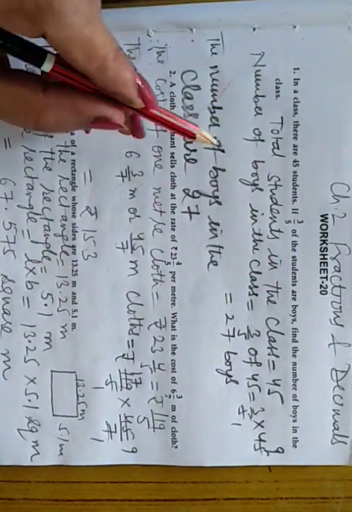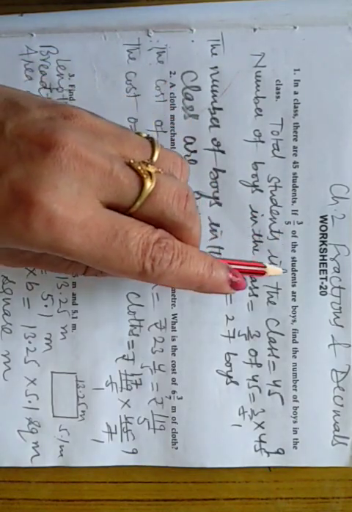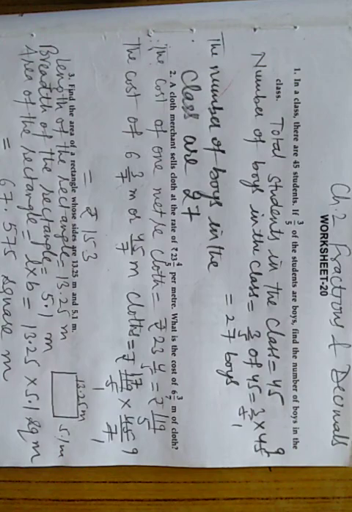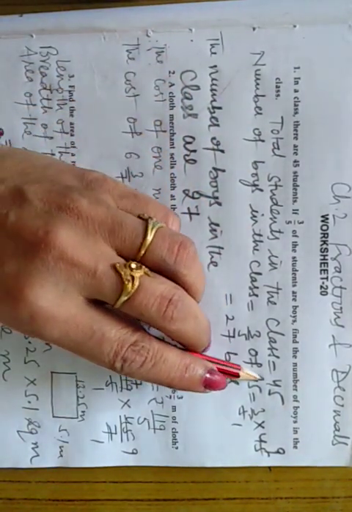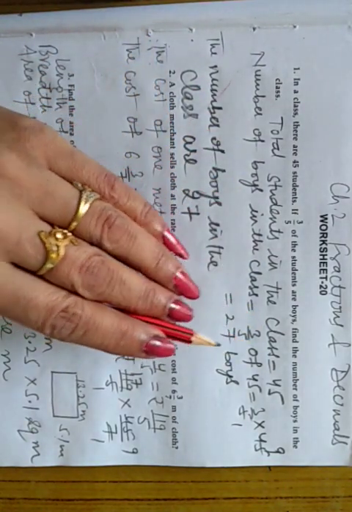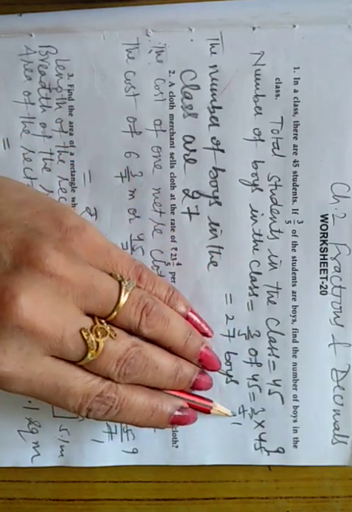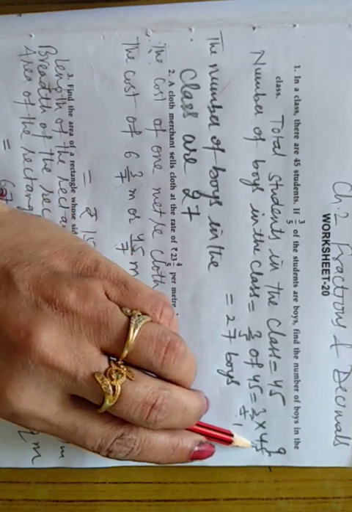Question number 1 is: in a class there are 45 students. If 3/5 of the students are boys, find the number of boys in the class. So here the total number of students in the class is how many? 45. So the number of boys in the class is how many? 3/5 of 45. Of means multiply. So 3/5 multiplied by 45.